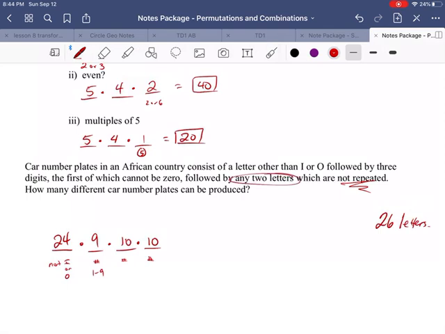Followed by any 2 letters which are not repeated. So we can have any letter. So there's 26 options, but any letter not repeated. So if we've used one, that means that there's 25 other options. So if you multiply all this out, you get 14,040,000. So I'm going to double check that on my calculator. 24 times 9.